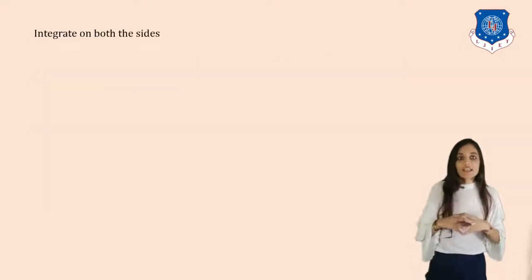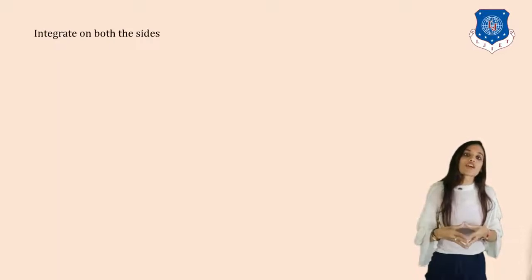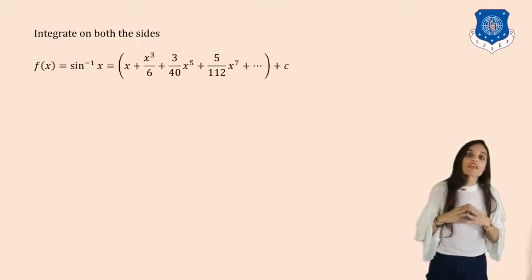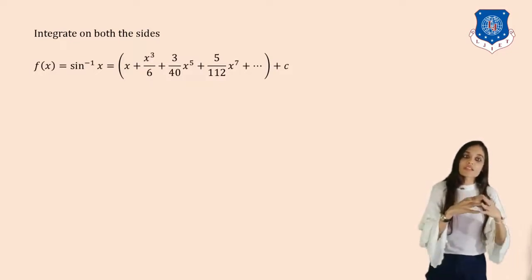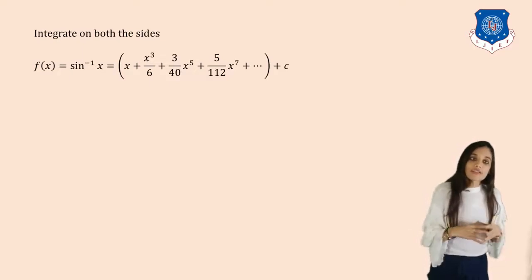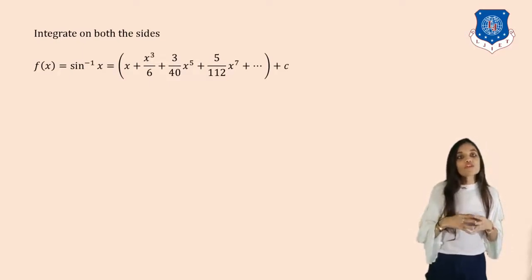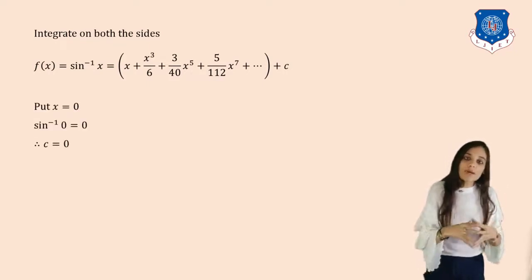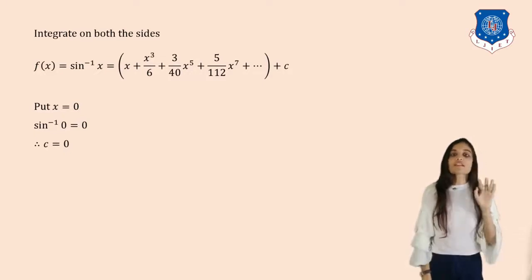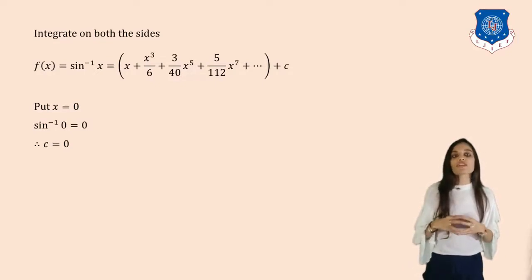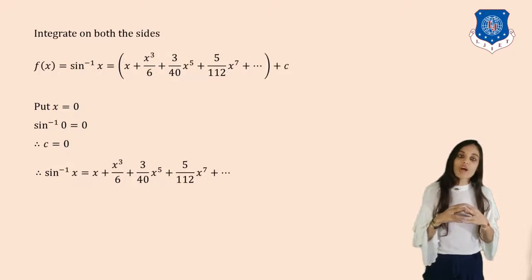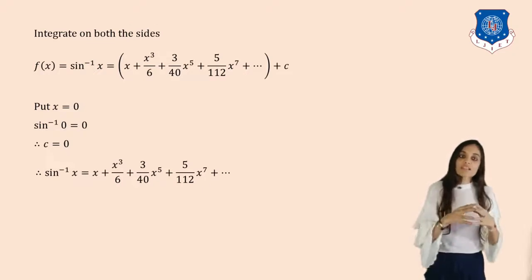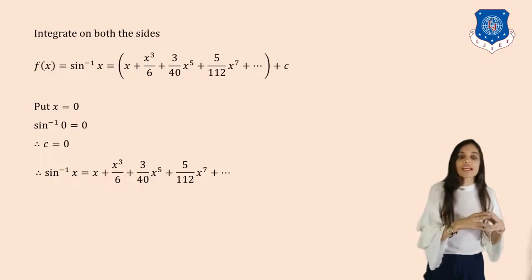Now we will integrate this on both the sides to get the answer of f of x. So our f of x, that is sin inverse x, is equal to x plus x cube by 6 plus 3 upon 40 x raised to 5 and so on plus c. Now in order to find the value of c, we will replace x by 0. So we will put x as 0, therefore sin inverse of 0 is equal to 0. So finally our value of c is 0. So finally the series expansion of sin inverse x is equal to x plus x cube by 6 plus 3 upon 40 x raised to 5 plus and so on.